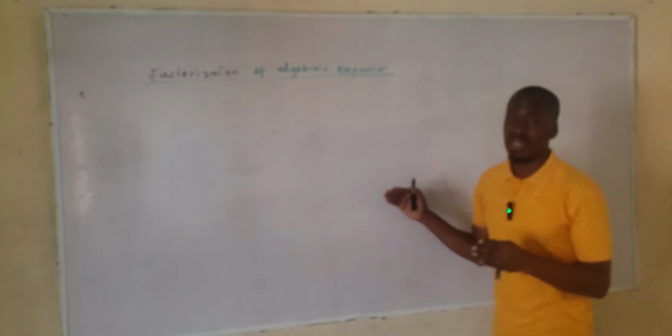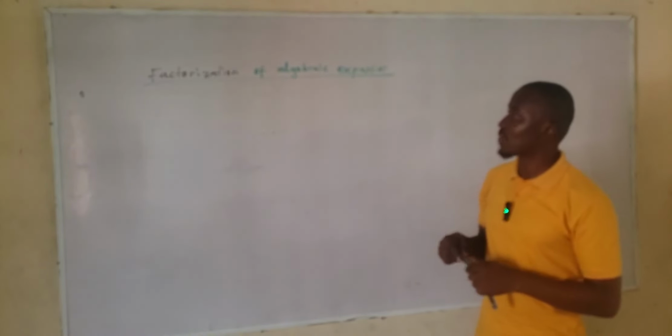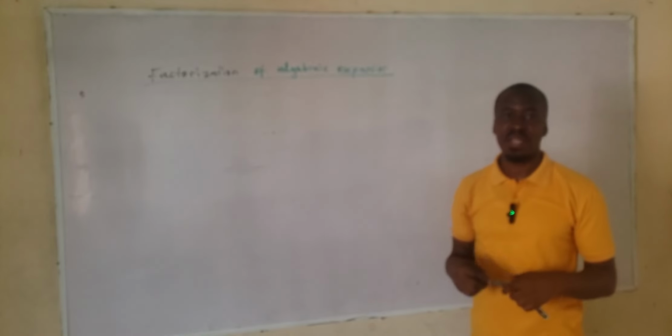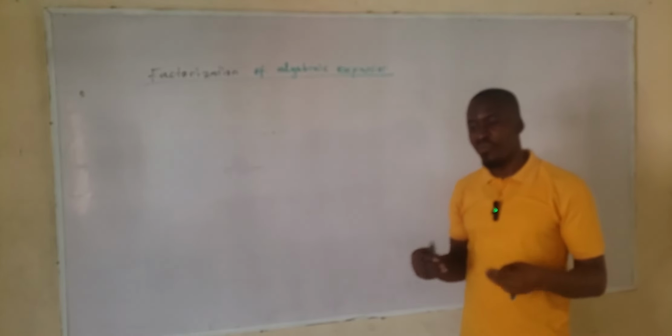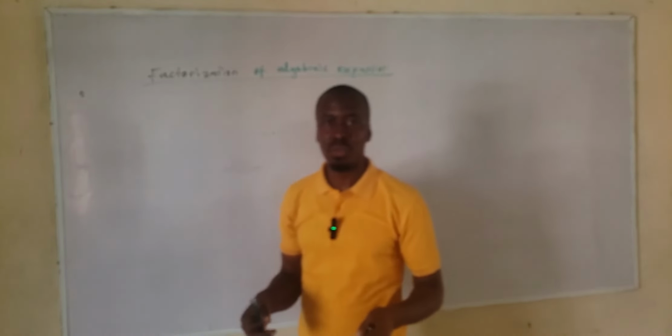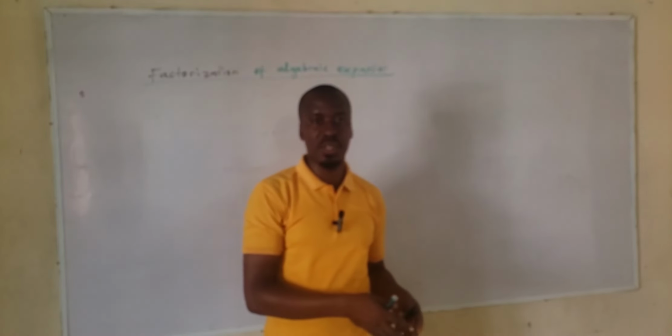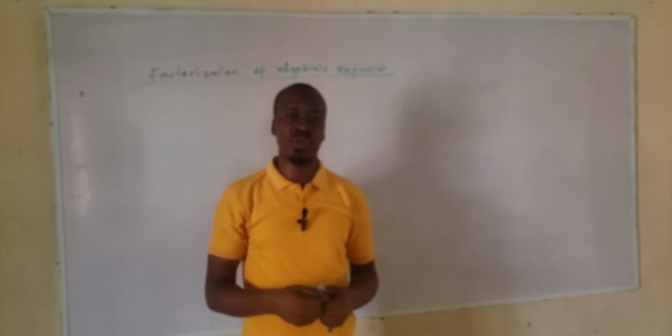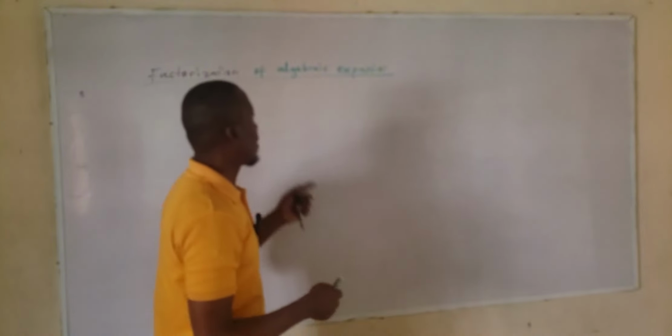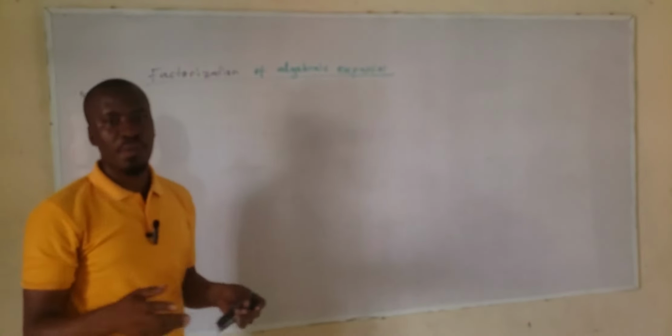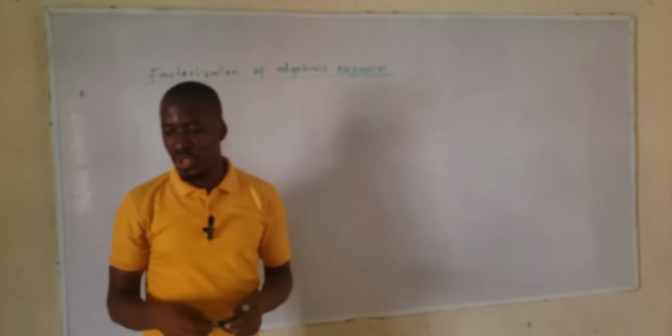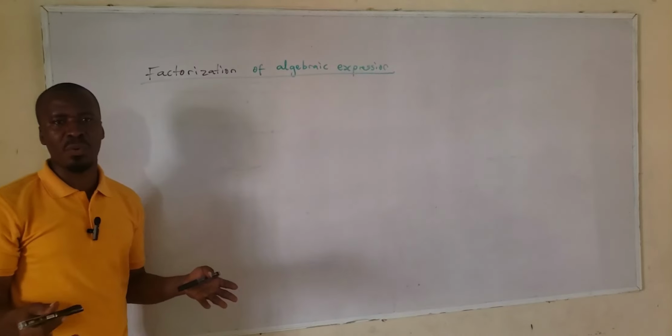It is a lot, so we are going to take it one step at a time. We move from simple ones to the complex ones, using different methods of factorizing algebraic expressions. So the first one we are going to look at is a very simple problem.